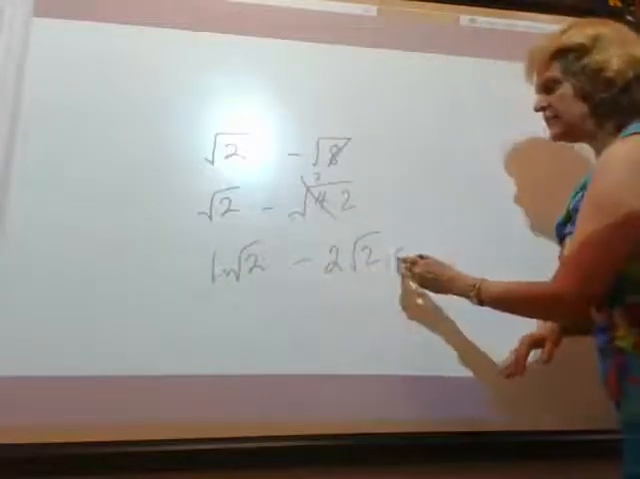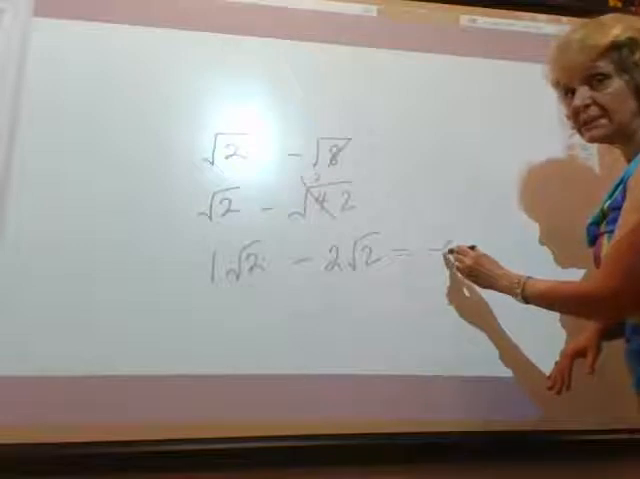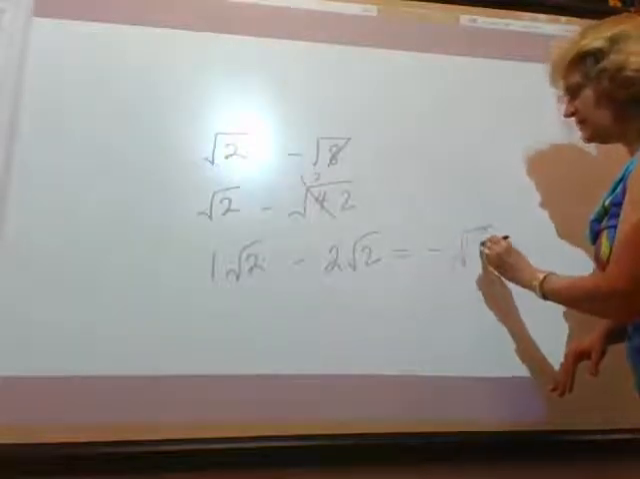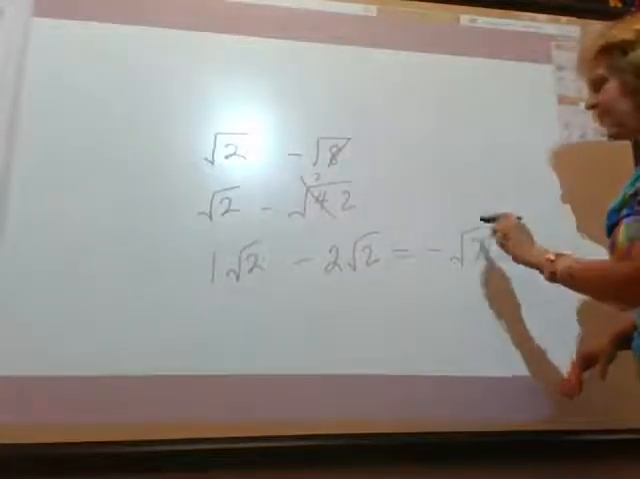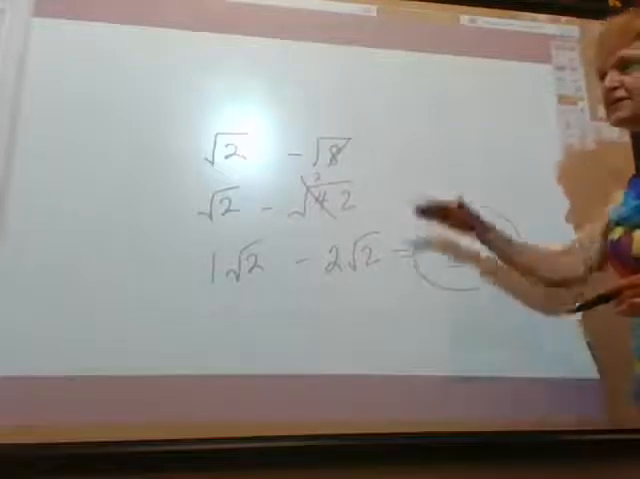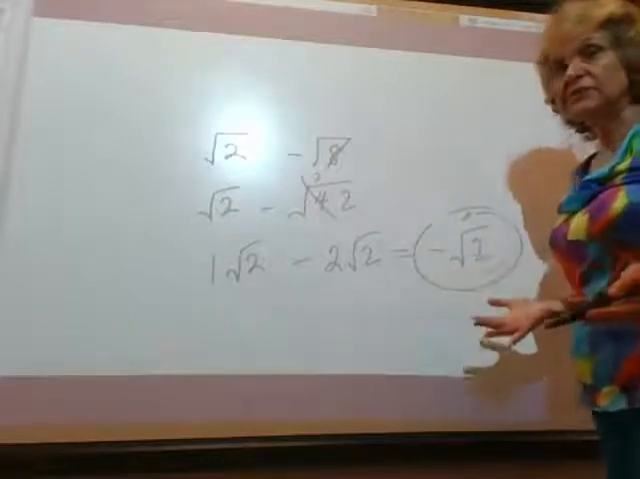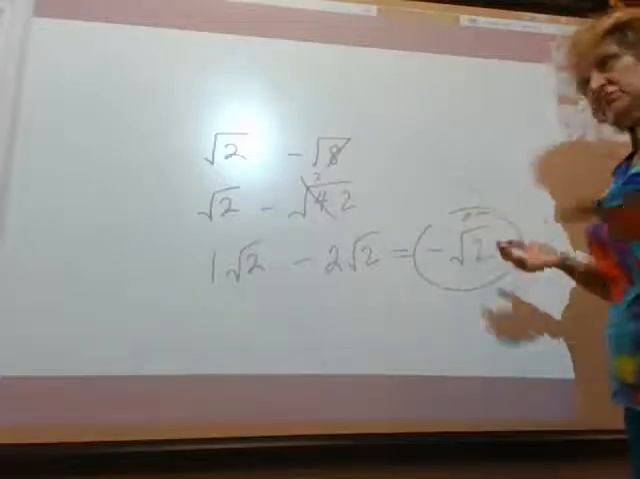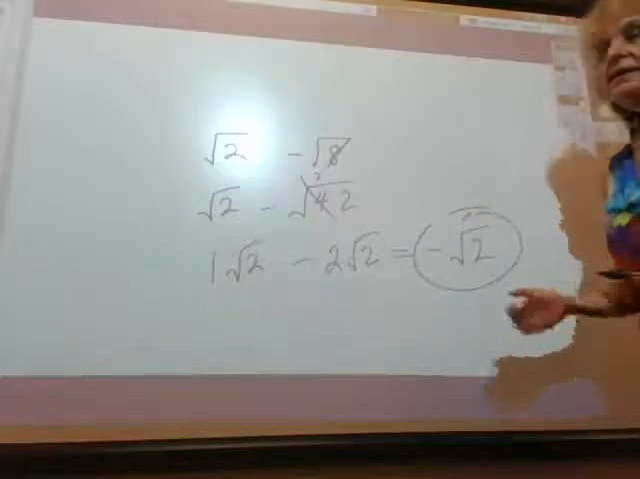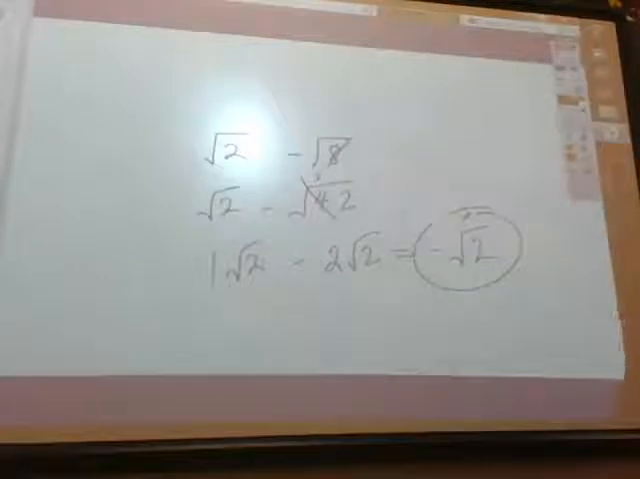How many do I have? Negative 1. I'm not going to write it. It's implied. Radical 2s. Okay? So everybody follow? Sometimes you have to simplify. Now, if you simplify and they're not the same, then you can't combine them. But in this case, we were able to.